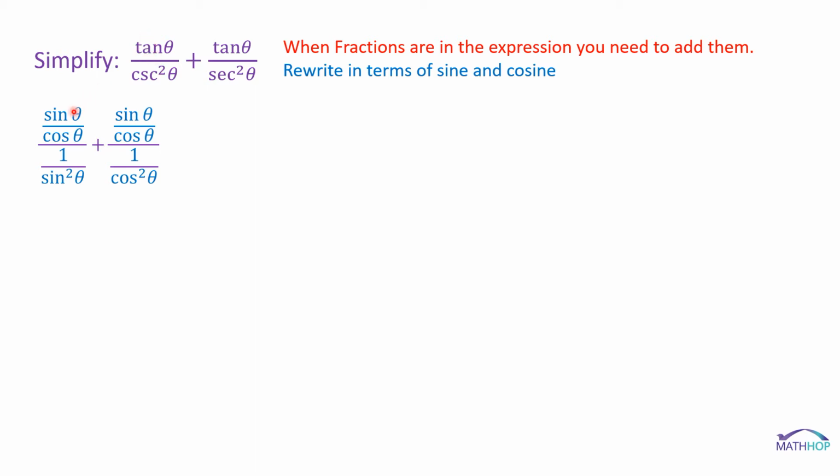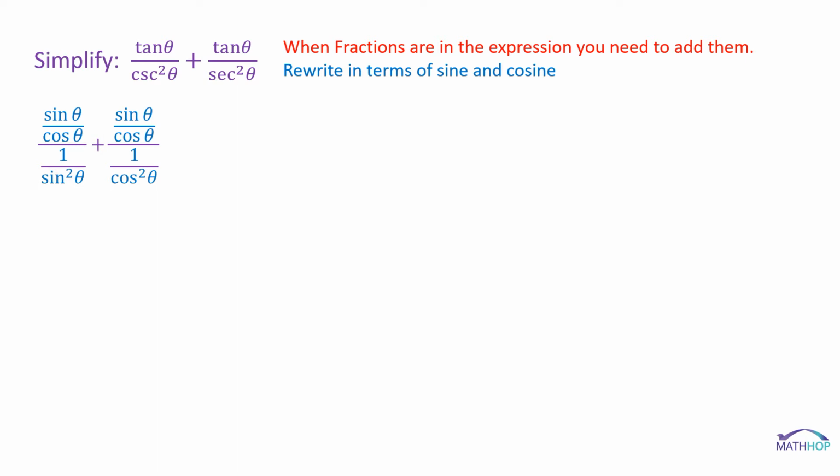So our numerator is sine over cosine, and our denominator is 1 over sine squared. Remember, cosecant and sine are reciprocals, so cosecant squared is just 1 over sine squared. And we're going to add that to, again, we have a tangent in the numerator, so the numerator is sine over cosine divided by 1 over cosine squared, because secant and cosine are reciprocals, so secant squared is 1 over cosine squared.